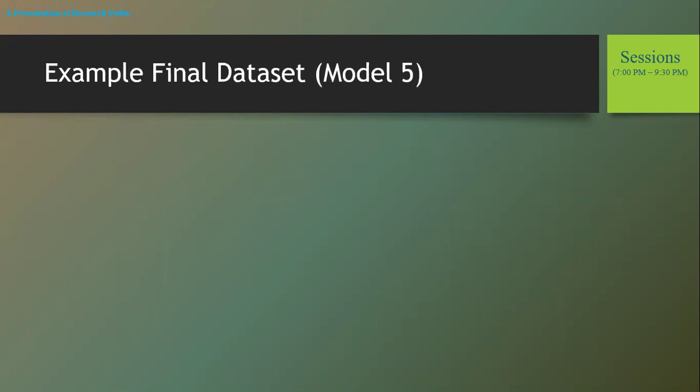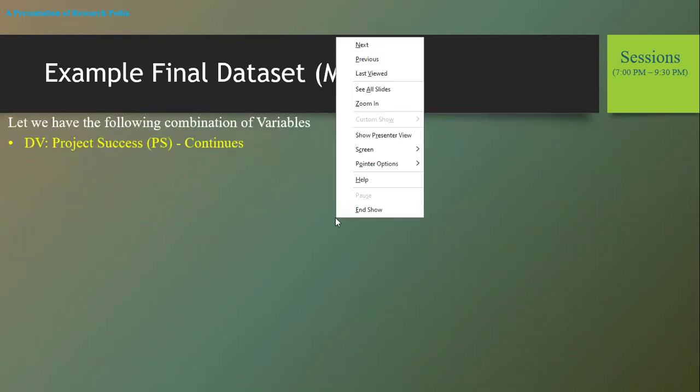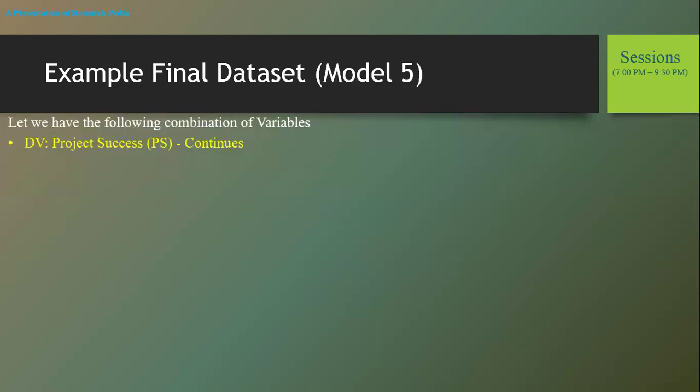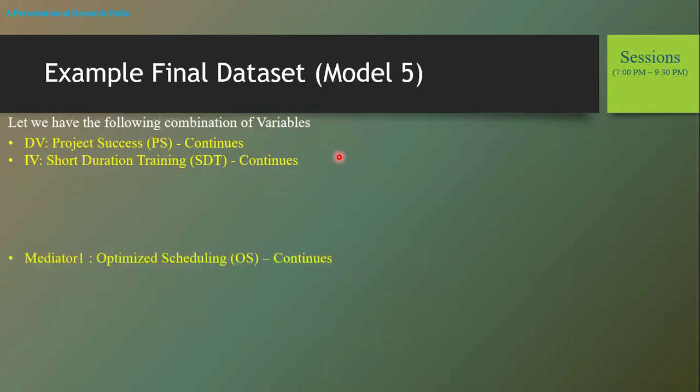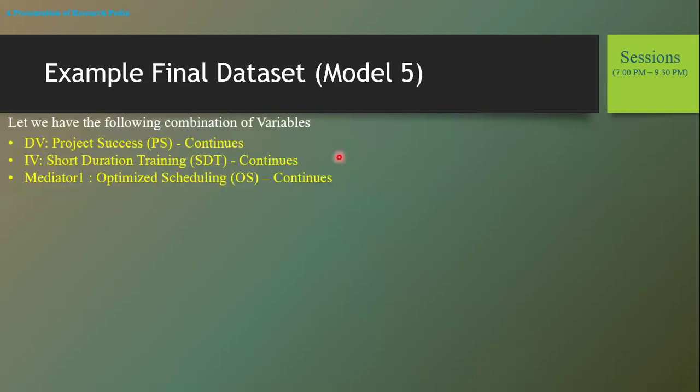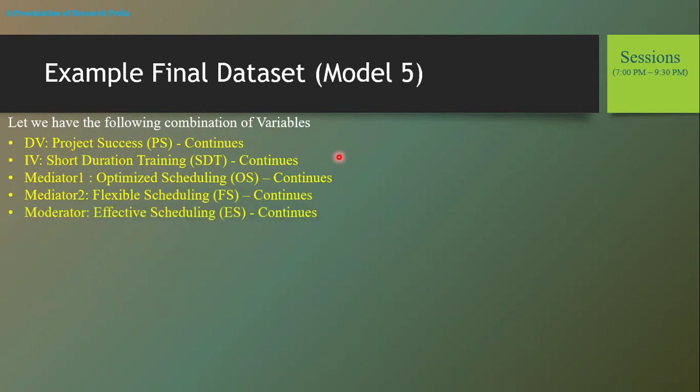I am using the same data set, the example final data set for model number 5, and let's say we have the following combination of variables. Our dependent variable is project success, which is a continuous variable. Our independent variable is short duration training, which is a continuous variable. Our mediator one is optimized scheduling, which is continuous. Our mediator 2 is flexible scheduling, which is continuous. Our moderator is effective scheduling, which is continuous.